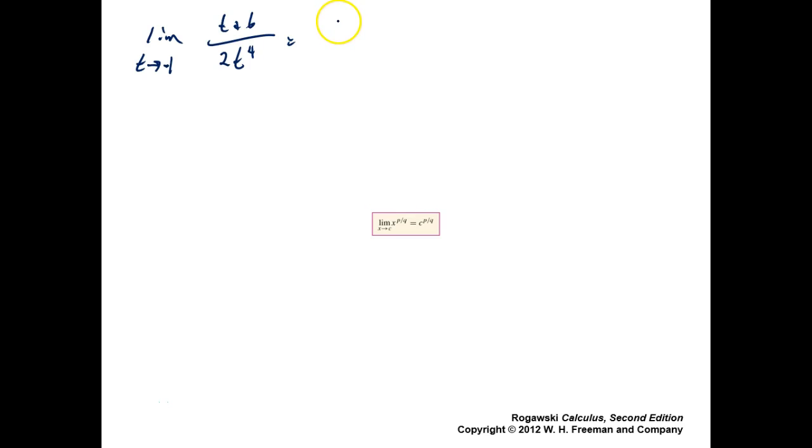It would be what? t plus 6, right, over 2t to the 4th. Numerator would be? Yeah, 5. Denominator would be? Okay, as t approaches -1, -1 to the 4th power is 1, multiply 2 times 1, 5/2.